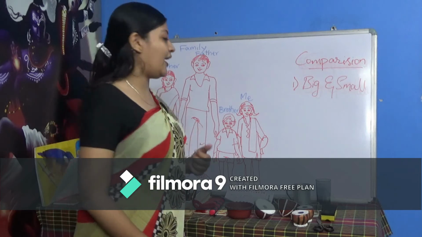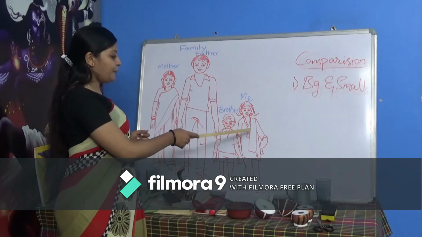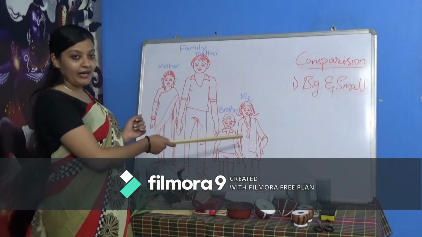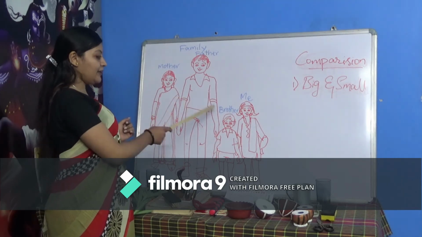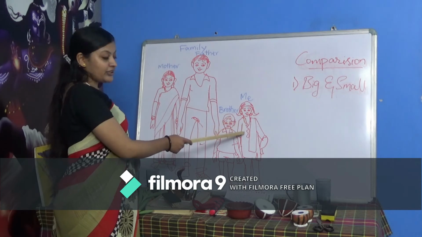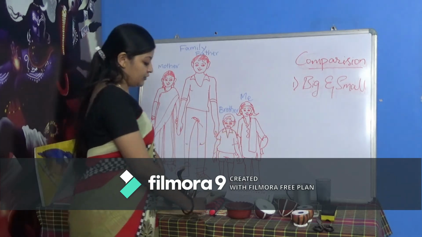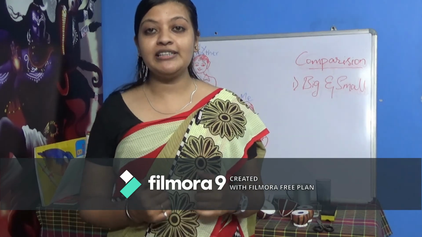Here I am going with the last example, that is a family. So here you can see me. In my family, my father is taller than my mother and my brother is shorter than me. Here I hope that our parents will go with live examples to teach our kids.